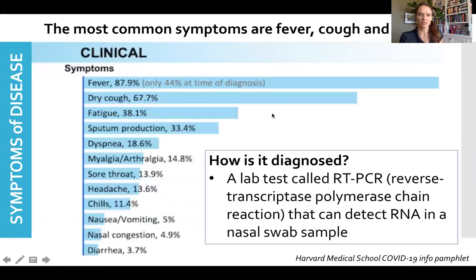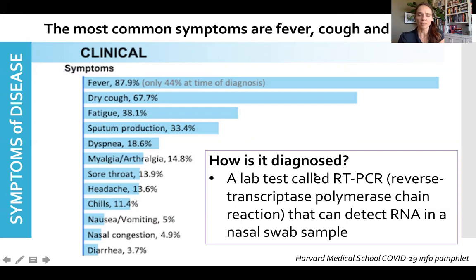So what are some common symptoms of COVID-19, the disease? As you'll see here, the most common symptoms are fever, dry cough, and fatigue, as well as some other less common symptoms below, like sore throat, headache, chills, maybe shortness of breath, muscle ache, joint pain, stuffy nose, all those things.